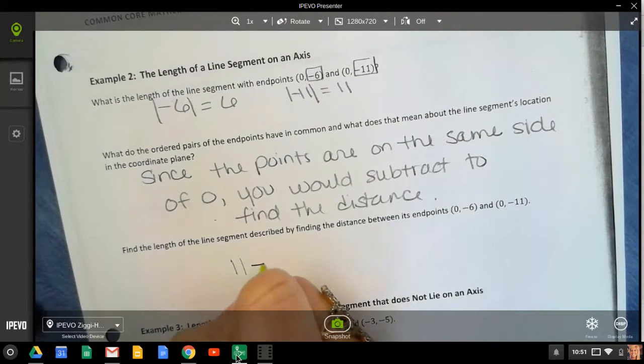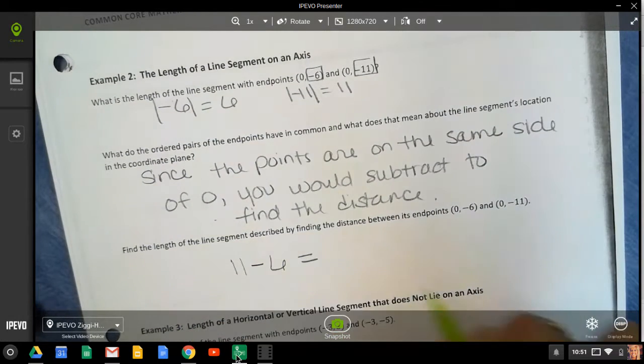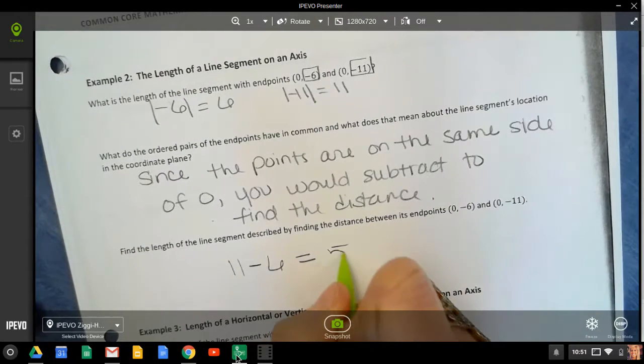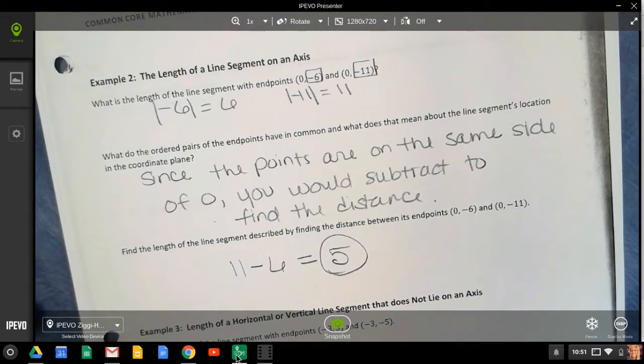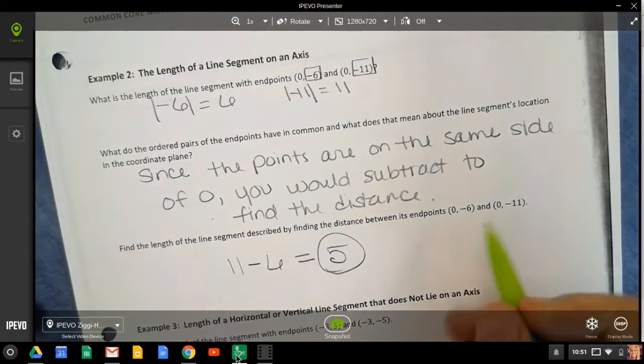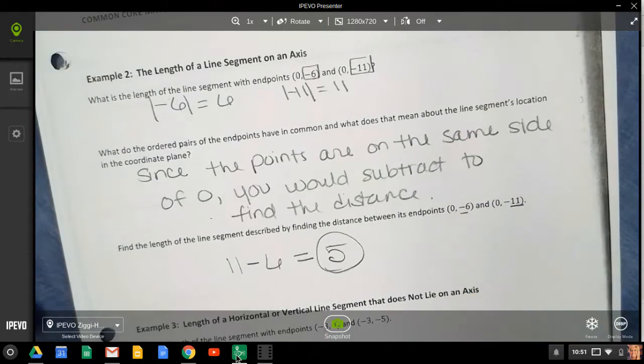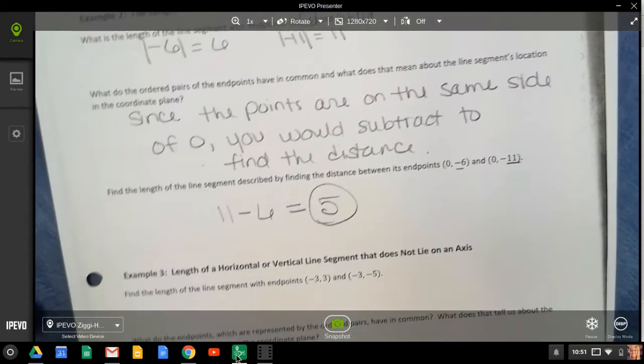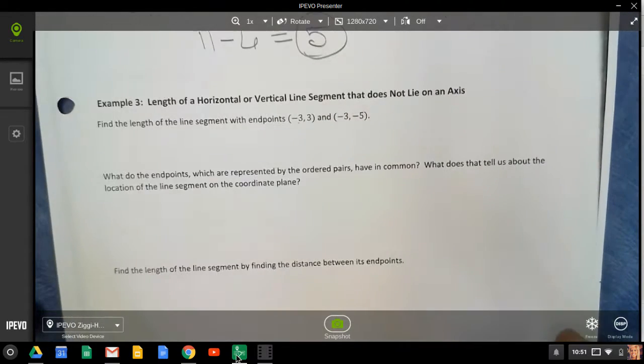So we're going to take their absolute values, and always make sure you put the larger number first when you're subtracting, and the distance between them is going to be 5. Okay, because they are both negatives, they're both on the same side of 0, so we would subtract to find their distance. All right, let's take a look at the next one.